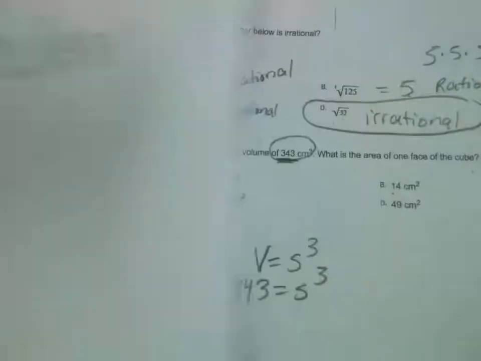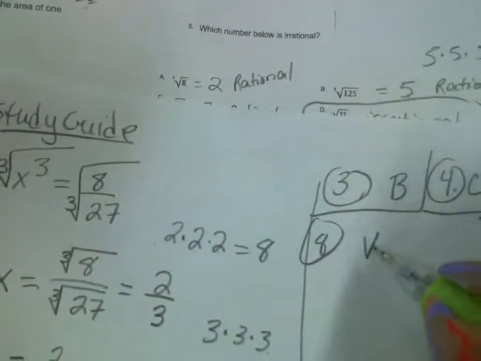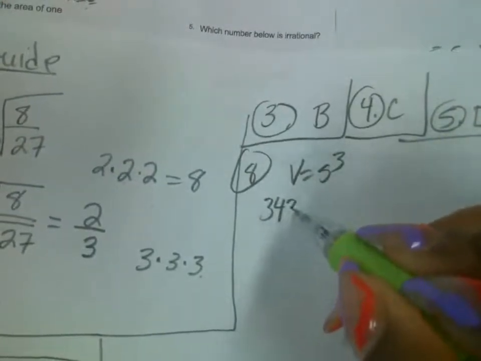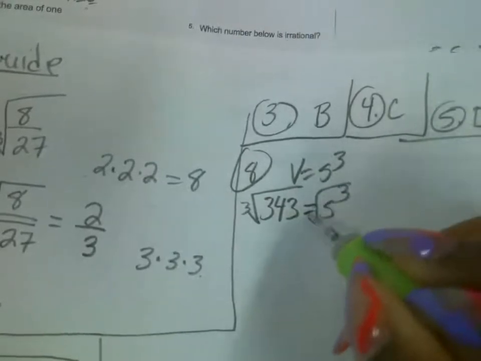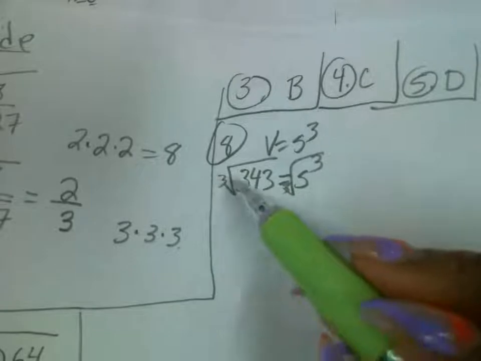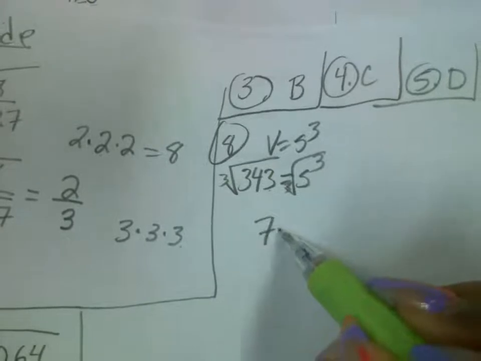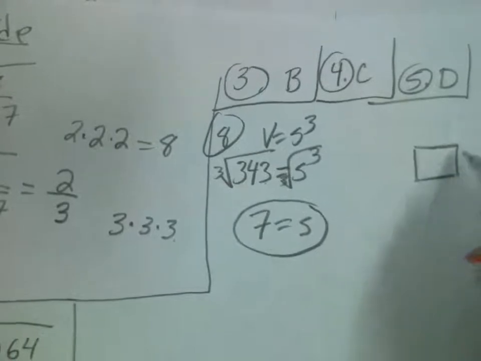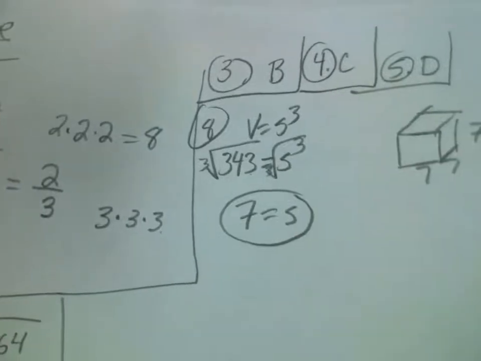Okay, so this one's number 8. So we got V is equal to S to the third power, and we got 343. Okay, we're going to find the cube root on both sides. We just did a problem like this, right? One number can be multiplied times itself 3 times to give you 343. And remember, we found that to be 7. So each side is 7. Each side of a cube is going to be 7, all the way around. All the edges are 7.